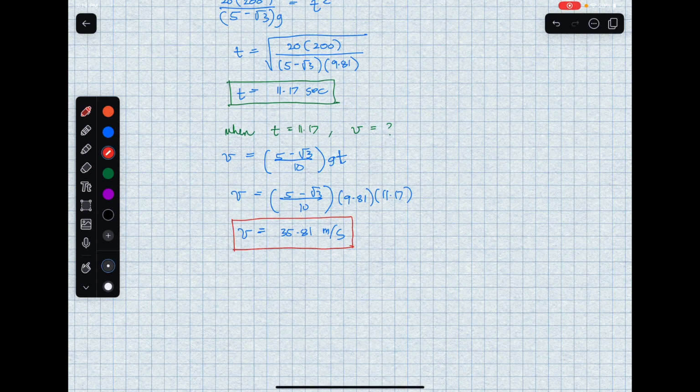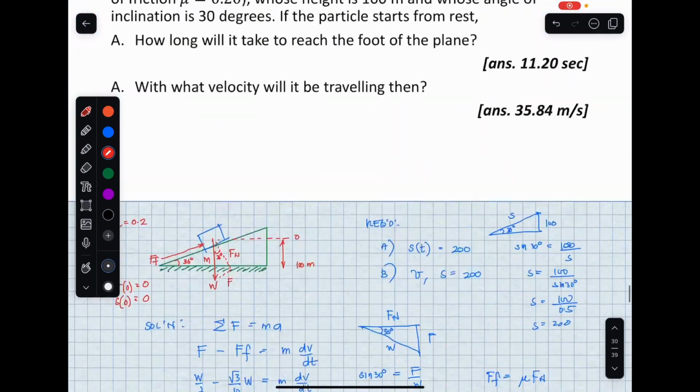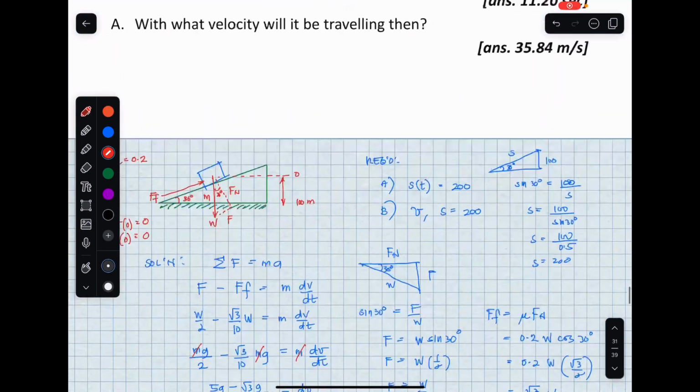So that's how fast the block slides down the inclined plane. This is a bit longer discussion, but that's how it goes.